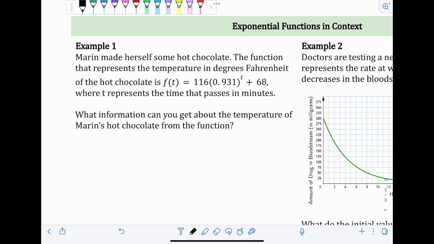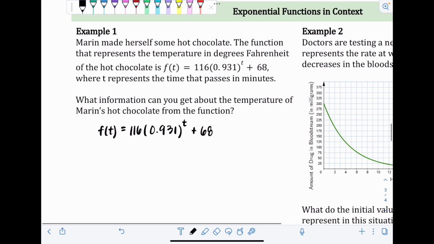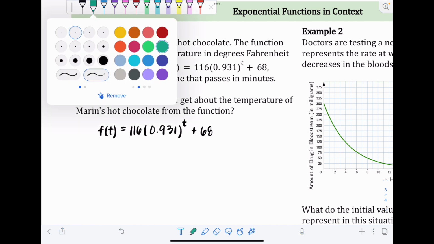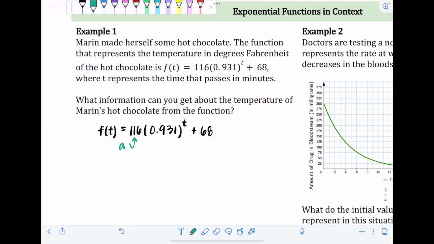So I'm just going to rewrite the function down here so we can pick out what each value is. So f of t is equal to 116 times 0.931 to the t plus 68. Okay, so we know that a is that number that gets multiplied out in front of b to the x. In this case, it's b to the t as our input value. And then that number that's being raised to the variable, that's our base b. That tells us if it's growth or decay. And then that number that's added at the end, that's going to be our horizontal asymptote, which is k.